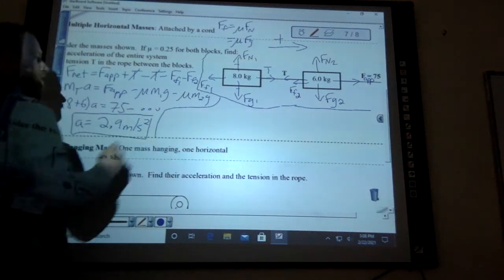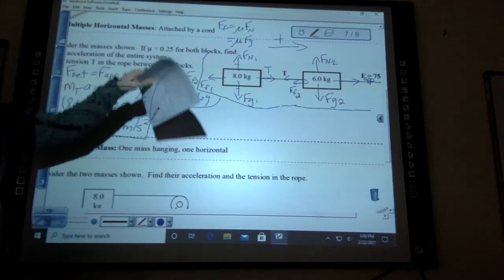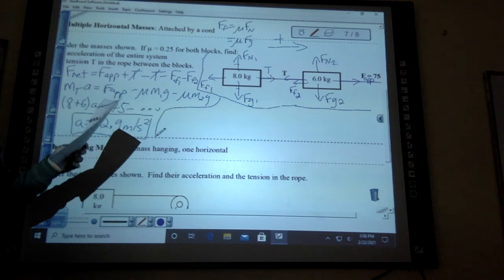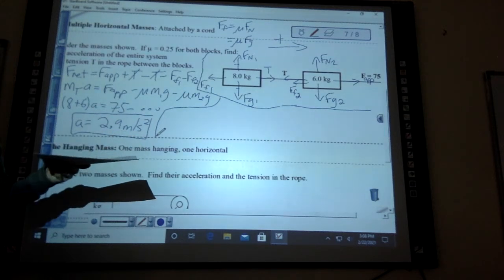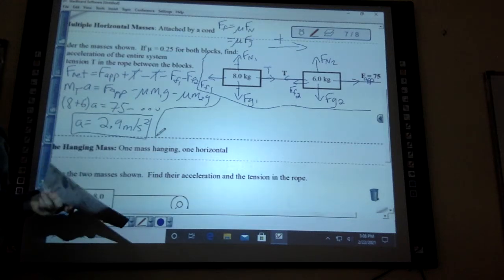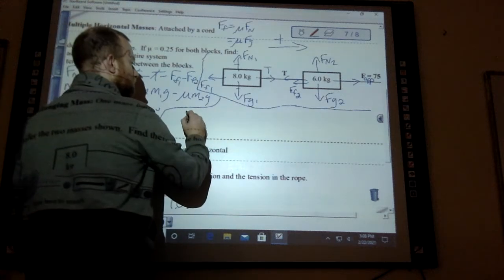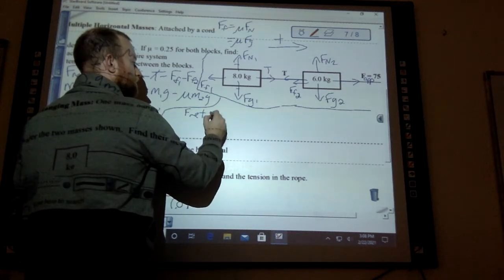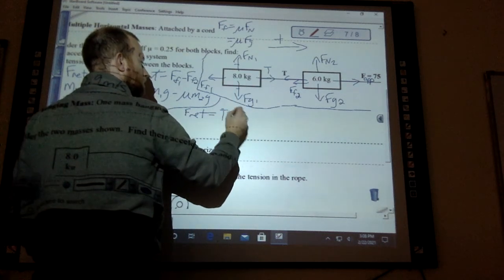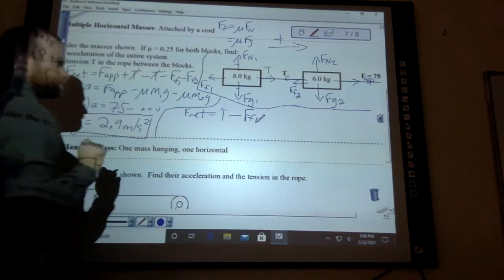That's part A. If I want to solve for tension, I need to look at just one of these objects. Again, it doesn't matter which one you pick. Either one will get you the same answer, so you can do whichever one you want. I'm going to pick mass 1. There's just less forces, so it's a little bit easier. So with this one, we've got F net equals tension minus force of friction 1.